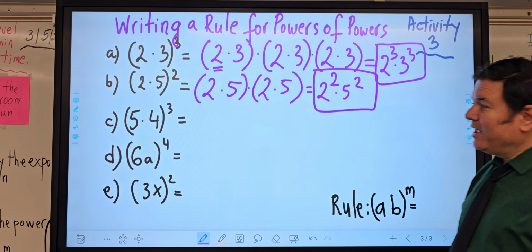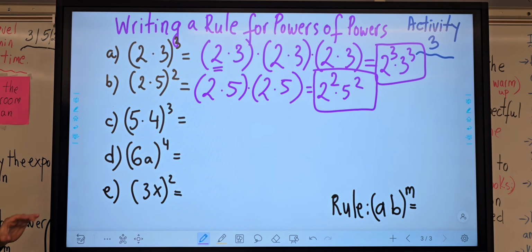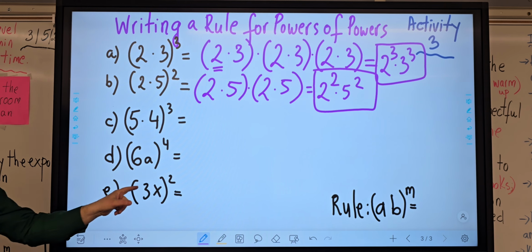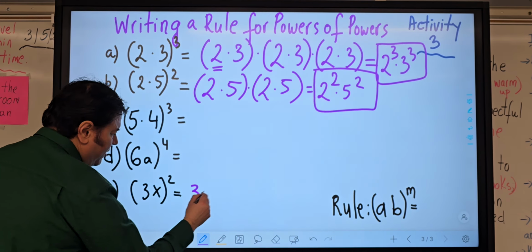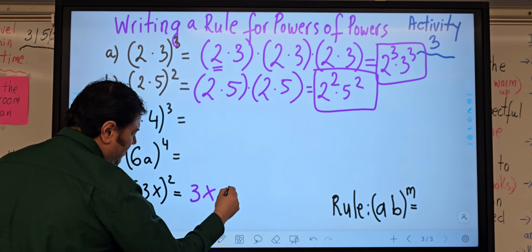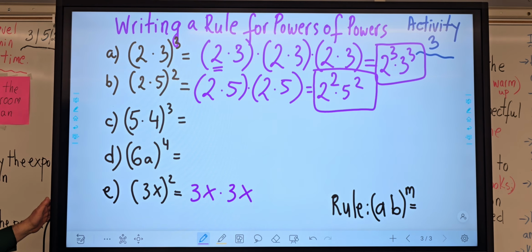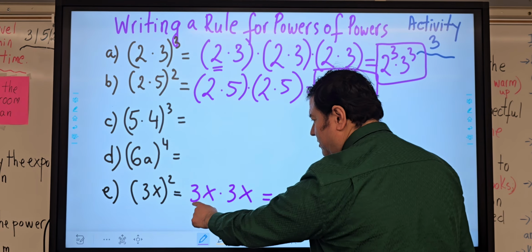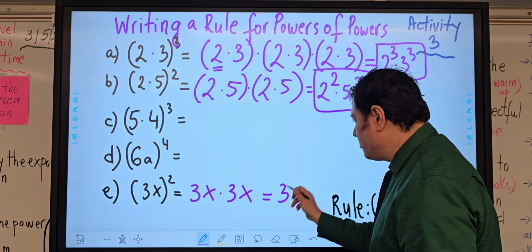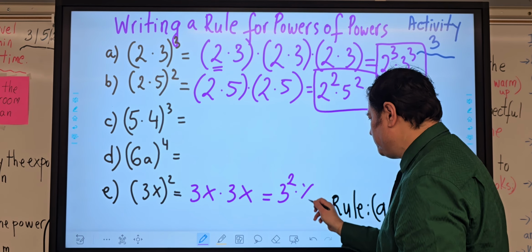Okay? And now I want you guys to work on C and D, and let me work with you on E. The same thing here. E is telling us that we have to multiply 3x twice, right? So we have 3x times 3x. And again, we have 2 3's, so it's going to be 3 to the 2nd power times x to the 2nd power.